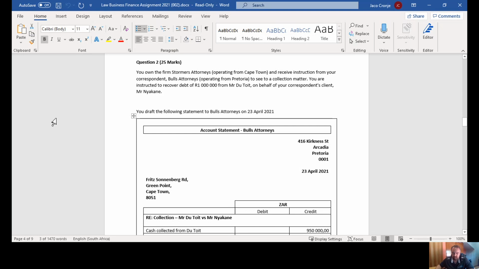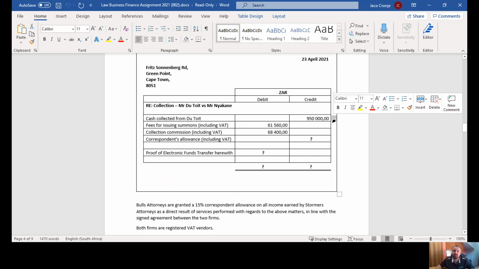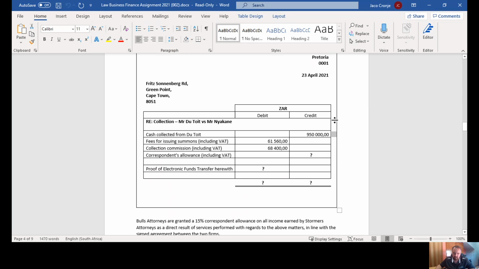So this is now our statement to them. Okay, now there's all the details. I'm not going to focus on that. Let's get down here. Collected from Mr. Du Toit. So we have successfully collected 950,000 rand. So you can instantly go and make a note next to it there and write: cash book. This is a cash book entry and we can accept that that happened on, I think it's the 23rd of April. There's a cash book entry where we receive 950,000.